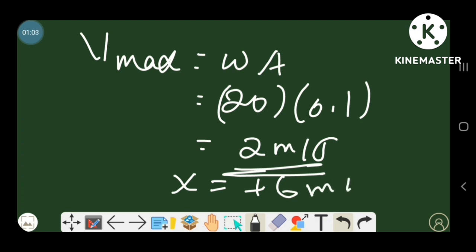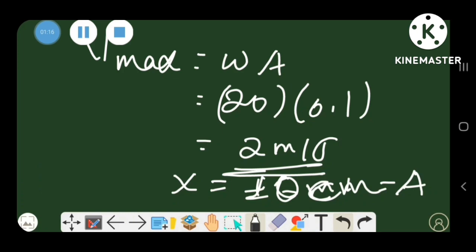This is the maximum velocity, at 10 centimeters, at the highest amplitude, or in short at the point of amplitude. Okay, thank you.